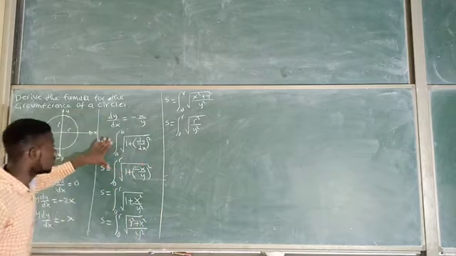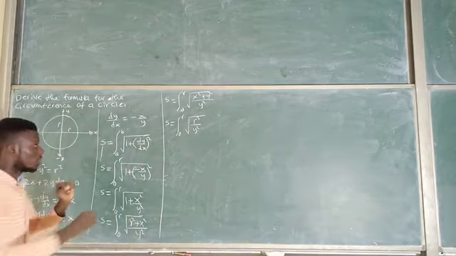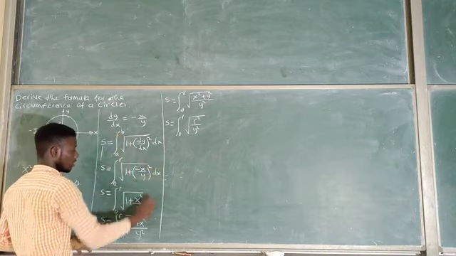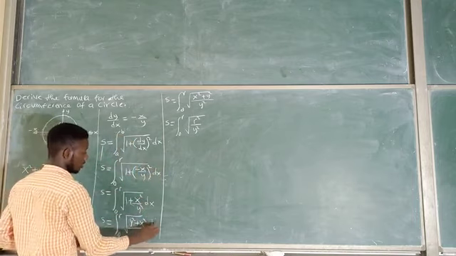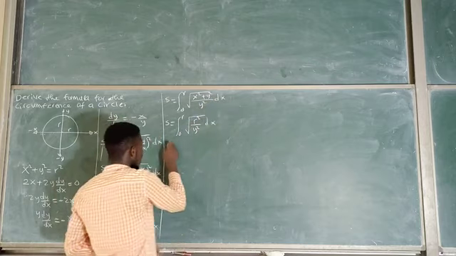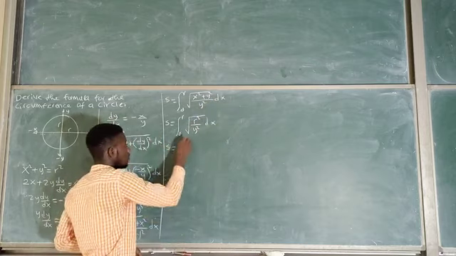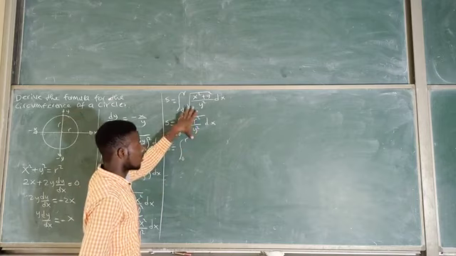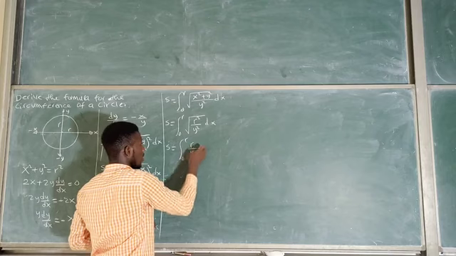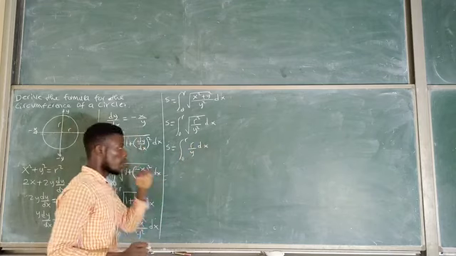Now, this integral is with respect to x, so we have dx. So I have s is equal to the integral from 0 to r. If I simplify r squared over y squared under the square root, I have r over y dx.